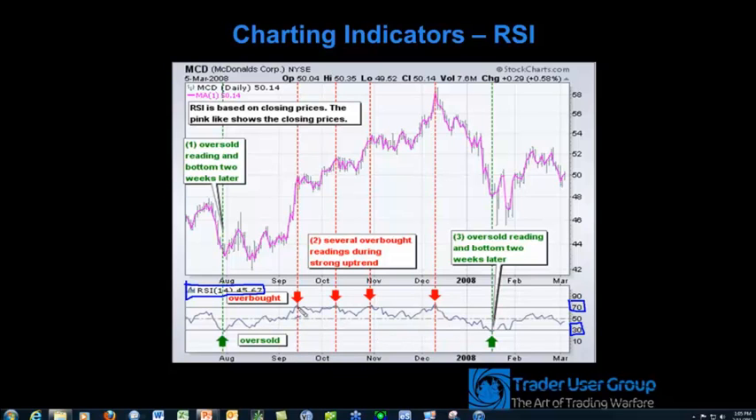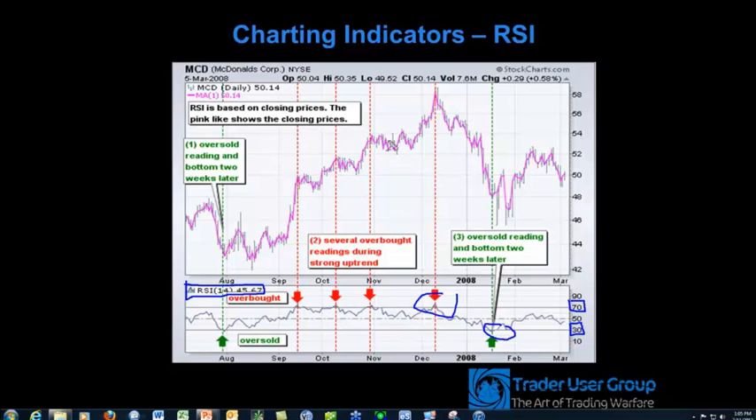Now, anytime you go over 70, it's considered overbought, as you can see by the red arrows pointing down, and anytime you're below 30, it's considered oversold. All right, and this gives you a general indication of a possible area of bullishness down in this area here, or bearishness up in this area right here. And understand, RSI is based on closing prices.